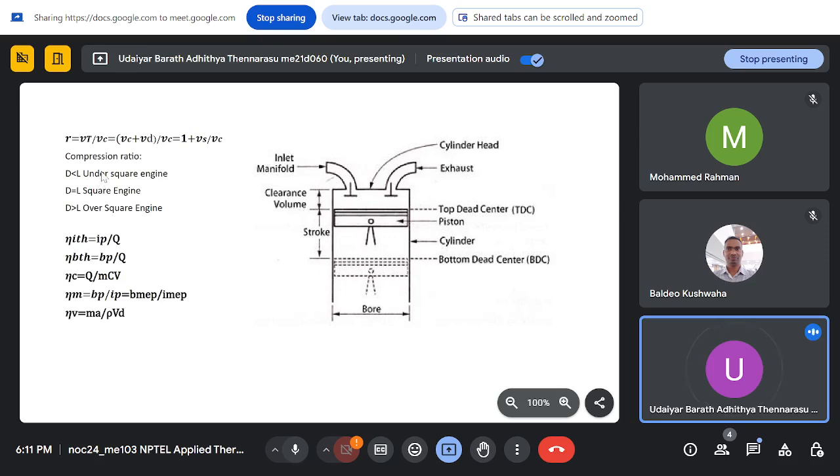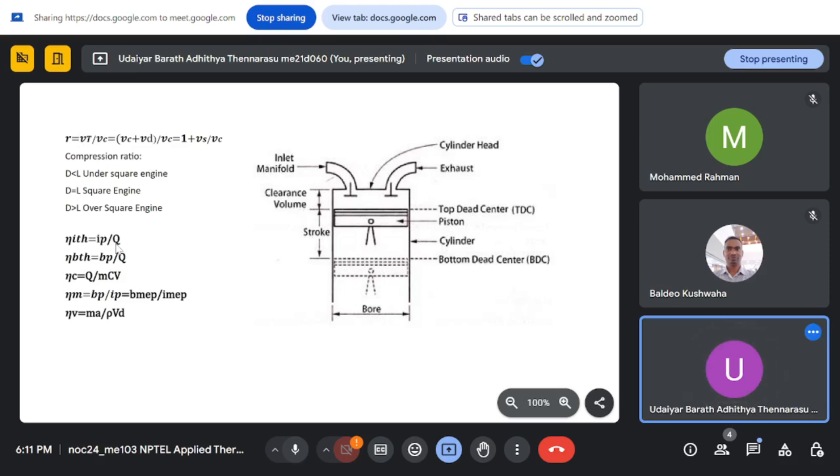And then the compression ratio. Compression ratio is the total volume divided by the clearance volume. So you can write it as 1 plus Vs over Vc, where Vs is the swept volume. Swept volume is the volume swept by the piston in the cylinder, so that is your area of cross section times the stroke. Divide that by the clearance volume, and that will give you the compression ratio.